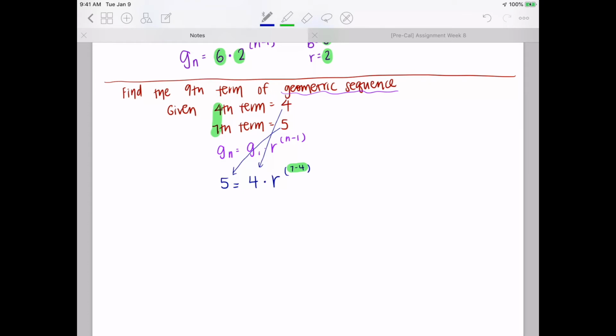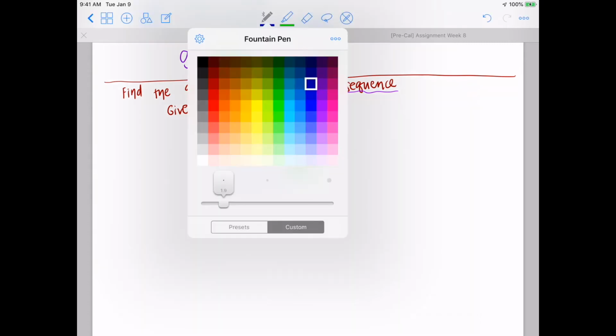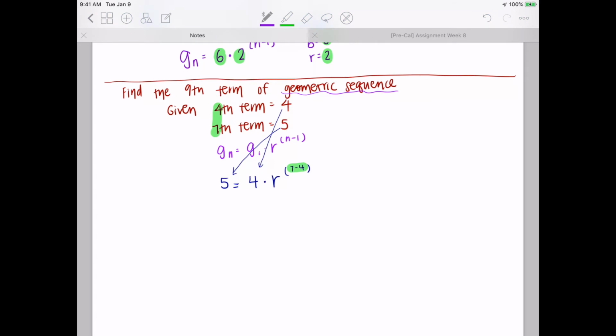Okay, and then with us plugging everything in, we're going to be solving for the ratio first. So we're going to divide by 4, which gives us 5 over 4 equals r to the third power. Multiply both sides, or raise it to the power of 1/3. So these can go away. So I know my r equals 5 over 4 to the 1/3.